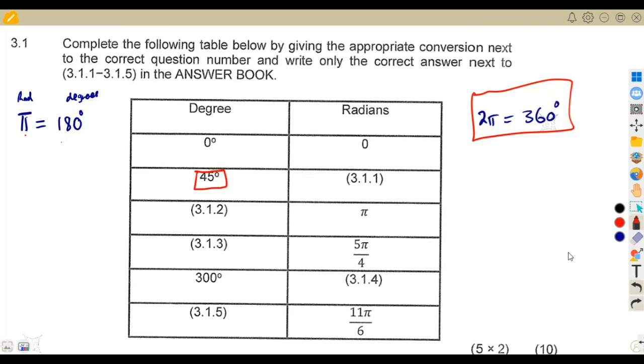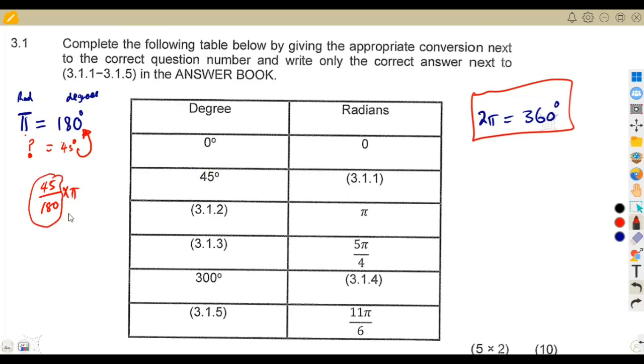So if we are converting from degrees to radians, here we have 45 degrees, which is equal to our unknown radians. We do not know it, so it's going to be 45 over 180 times pi. So it's 45 over 180 times pi like this, which you can simplify on your calculator.